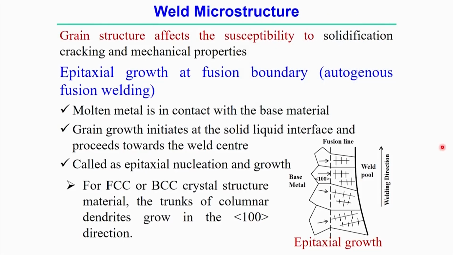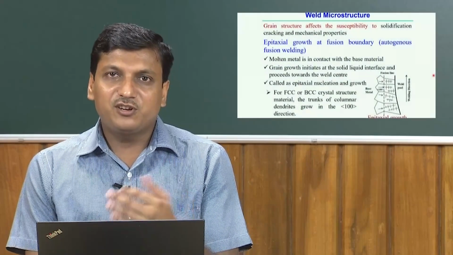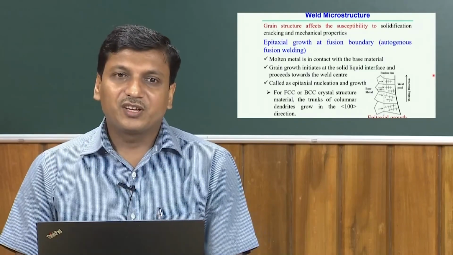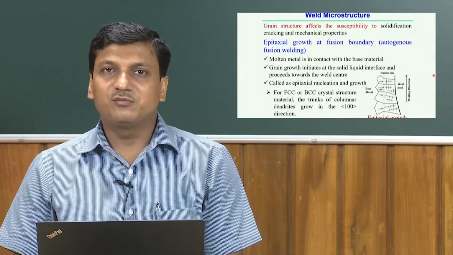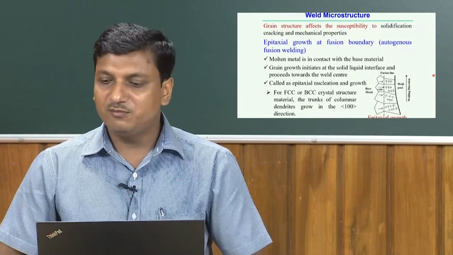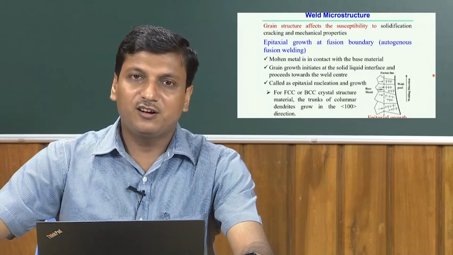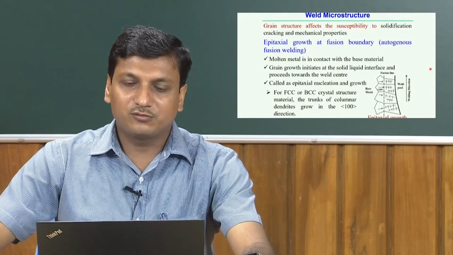So, one important aspect of the growth in the fusion zone of the welded structure is called epitaxial growth at the fusion boundary, and this epitaxial growth basically happens in the case of the autogenous fusion welding process. So, if we use some filler material, that actually destroys the epitaxial growth mechanism, and in that case some other mechanism may be better to explain the phenomena of grain growth.